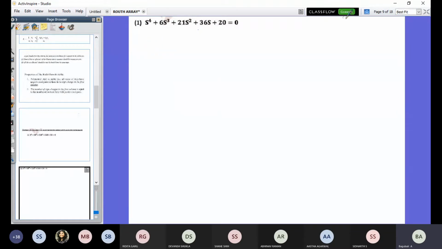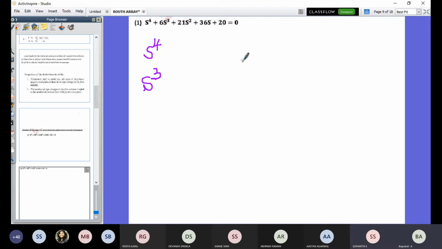Okay. So, what is the highest degree of polynomial here? S power 4. Take it S power 4, S power n, and S power n minus 1. What is S power n minus 1? So S cube.